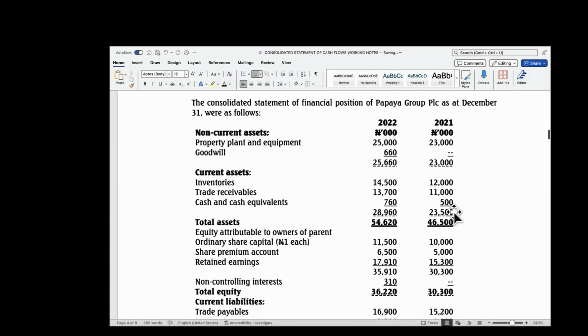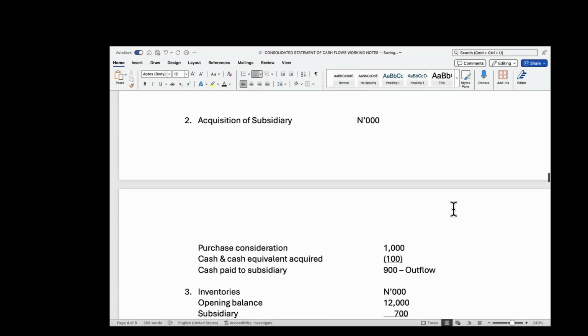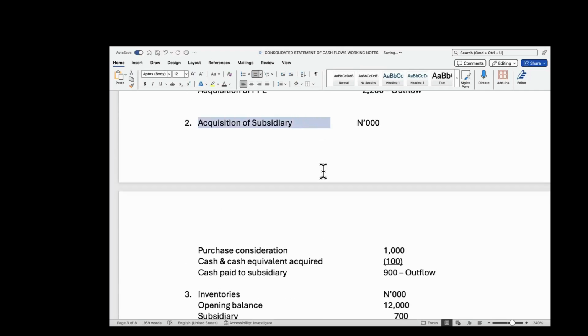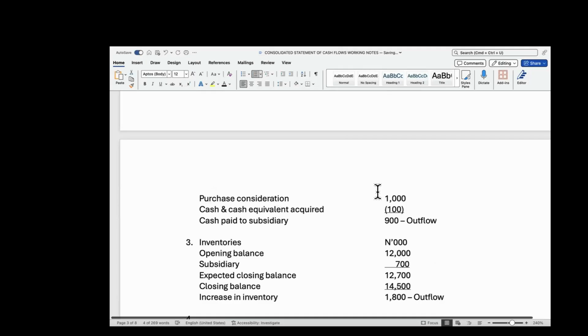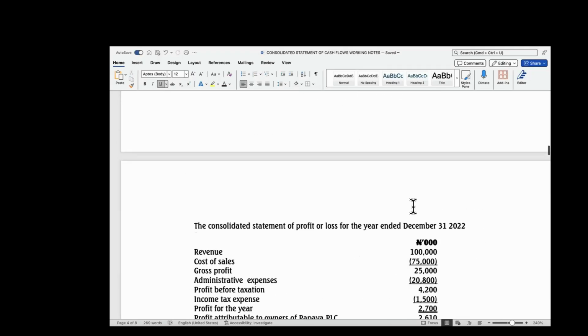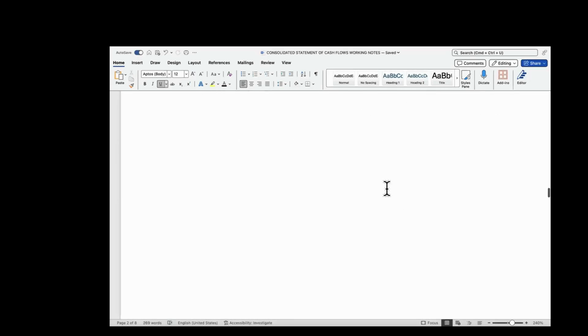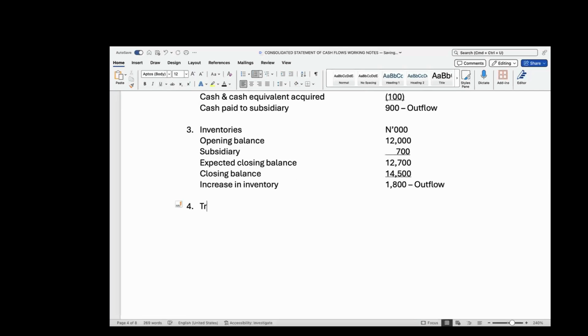So your question is, if I get you correctly, what would this acquisition of subsidiary cash element be if we didn't pay 1 million? That means it will just be an inflow of 100, and that's it. That's all the cash element that would apply. And of course, this 660 will not be there again. Probably it will be a gain on bargain purchase, something like that. Yeah. So trade receivables.